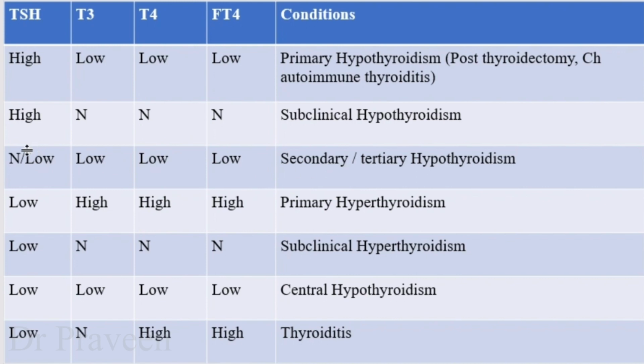Then why is the pituitary secreting lower TSH? Because the hypothalamus may not be initiating the pituitary. Such conditions come under tertiary hypothyroidism. If the pathology is in the pituitary, that is secondary hypothyroidism. If the pathology is in the hypothalamus, then it is called tertiary hypothyroidism. In such conditions, TSH, T3, T4, and FT4 are all on the lower side.